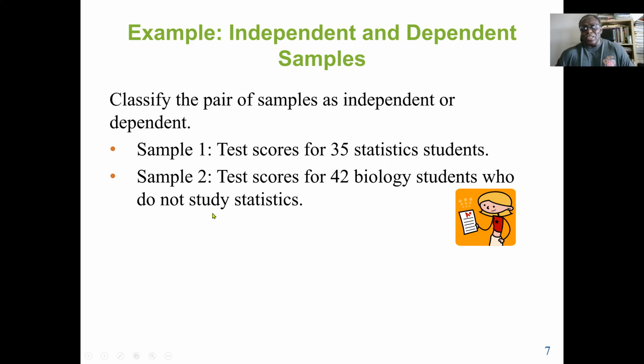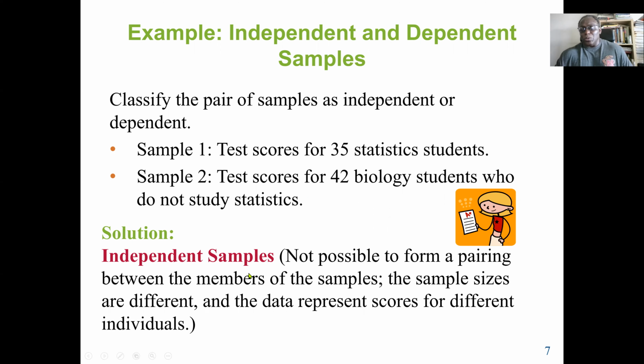We can see, actually, they even stated here for us. The test score for 35 statistics students. But the second sample is 42 biology students. Maybe some of these biology students took the test for statistics, so they could be related. But here it was stated to us, test score for 42 biology students who do not study statistics. So they didn't take the test for statistics. So this will be an independent sample.